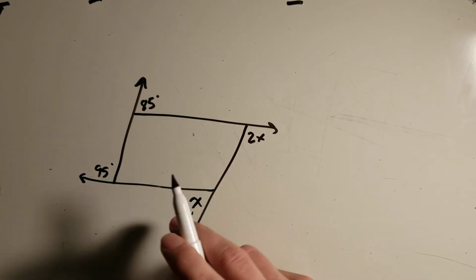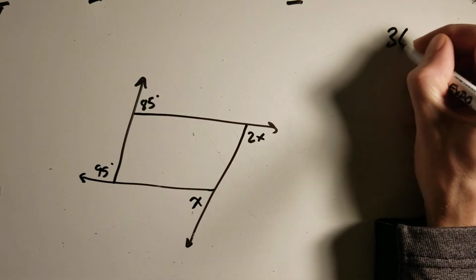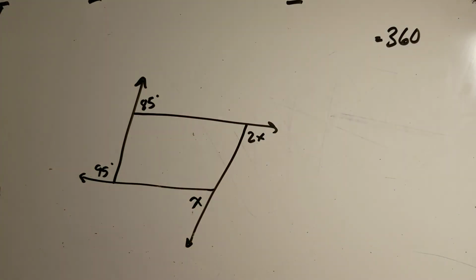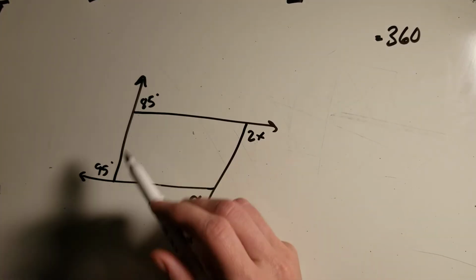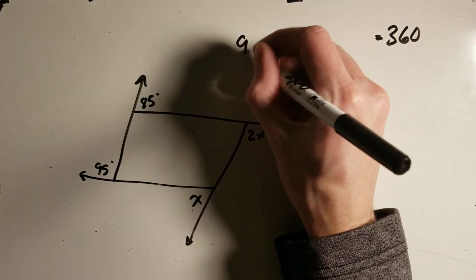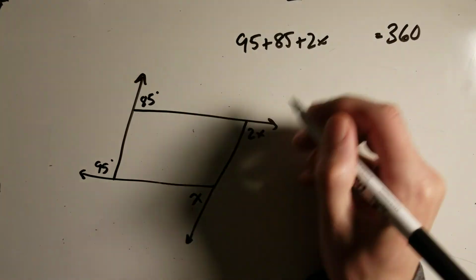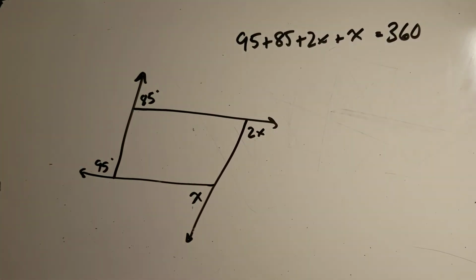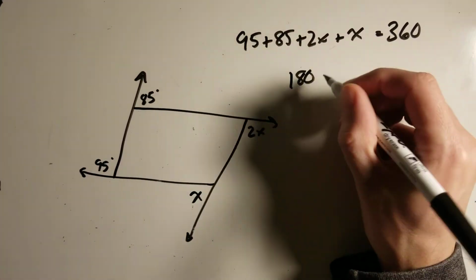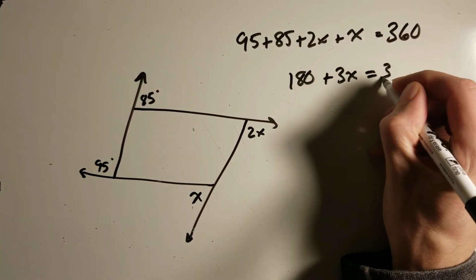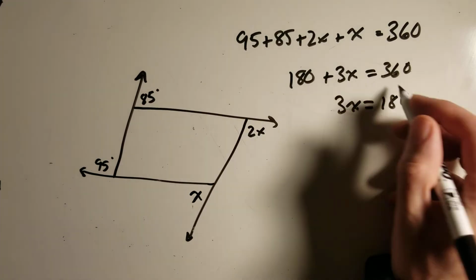So notice we have a quadrilateral, but this new rule with exterior angles adding up to 360, that's true for any polygon regardless of how many sides. So look at our exterior angles. We have 1, 2, 4 of them. So 95 plus 85 plus 2x plus x should equal 360. And when we add things together, we get 180 when you combine these together, plus 3x equals 360.